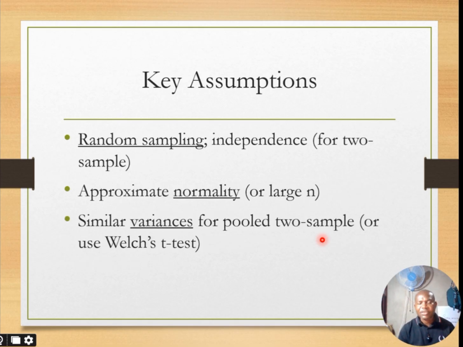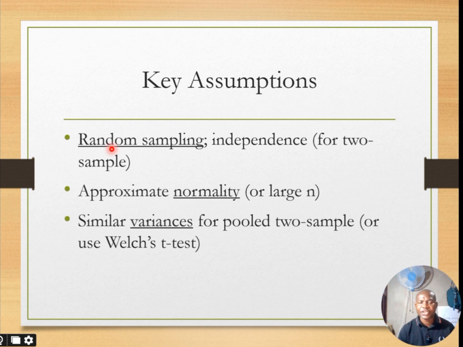Good. So let's look at a few key assumptions about our t-test distribution generally. The first assumption is random sampling. Random sampling applies to the independent t-test where you have two samples. So it is assumed that our samples were obtained randomly. We don't allow bias in obtaining those samples.